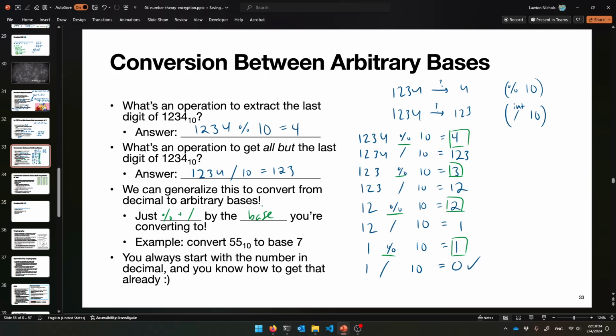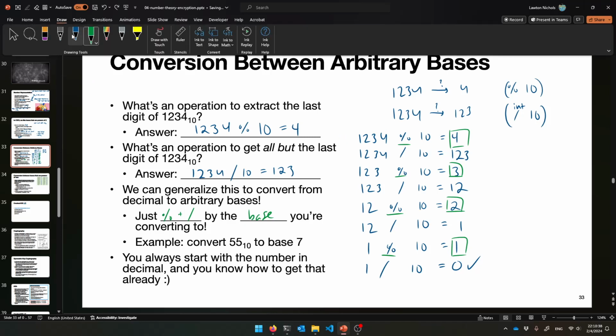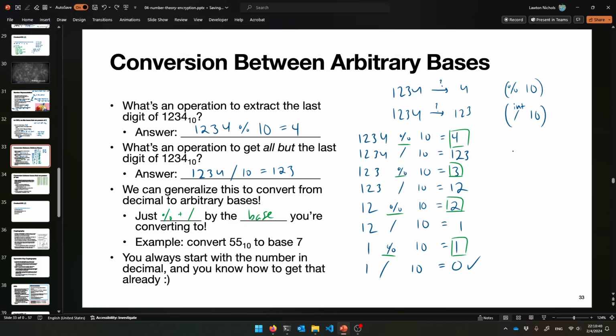Okay, so that's how this works. Let's convert 55 in decimal to base 7. Let's figure out what that answer is. And you can always check yourself because it's easier to do the other way. Right? So let's convert 55 decimal to base 7. What is it going to be in base 7?